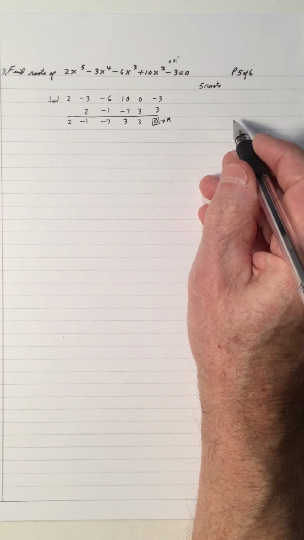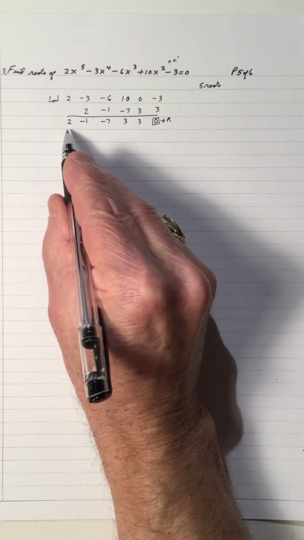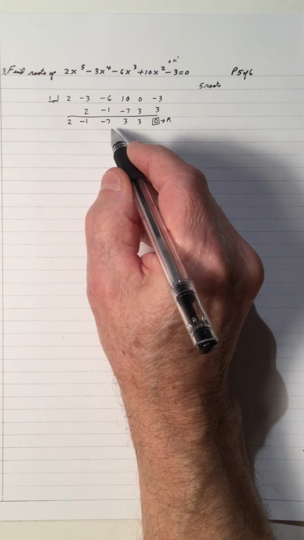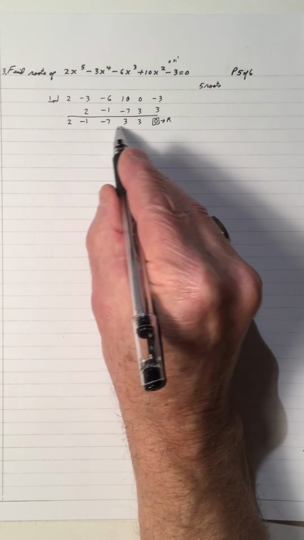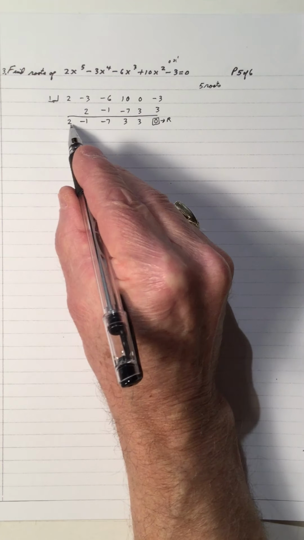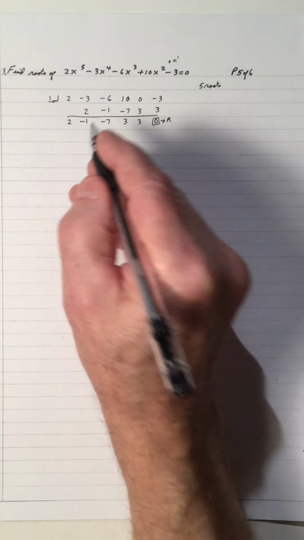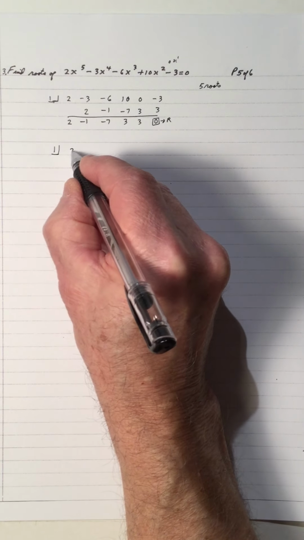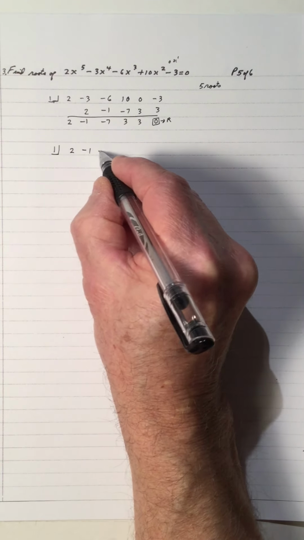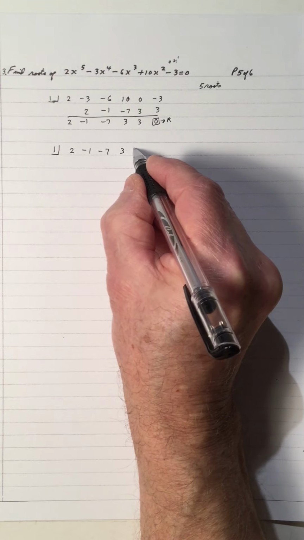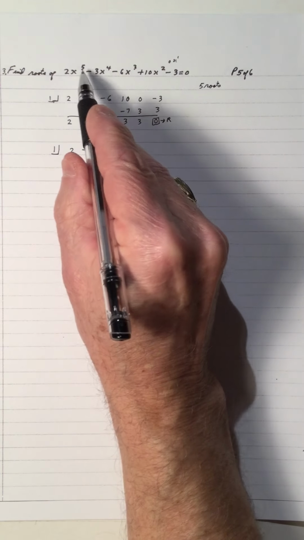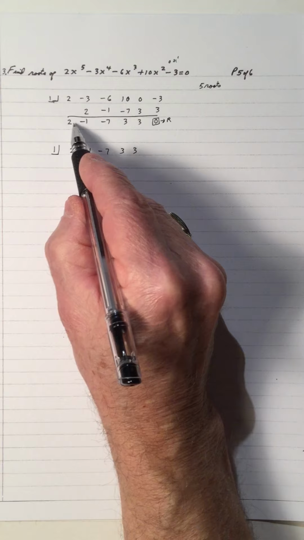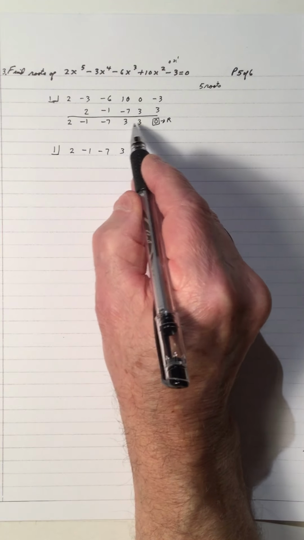So I check again to see if 1 is a root again, because sometimes they have a double. So add them up. -8, 2, 3, 3 is 8. Again, 1 is a root, so it's a double root of 1. So the depressed equation is 2, -1, -7, 3, 3. Remember, that's x to the 5th, so this is x to the 4, x cubed, x squared, x, constant.